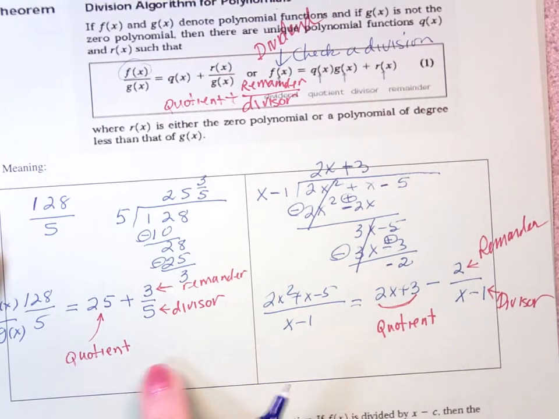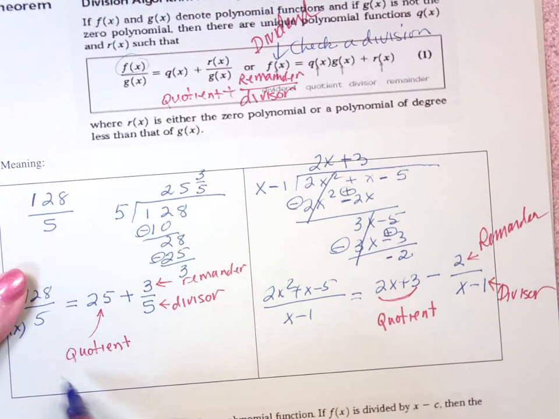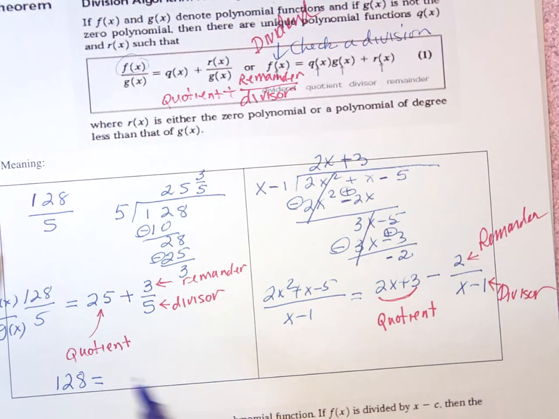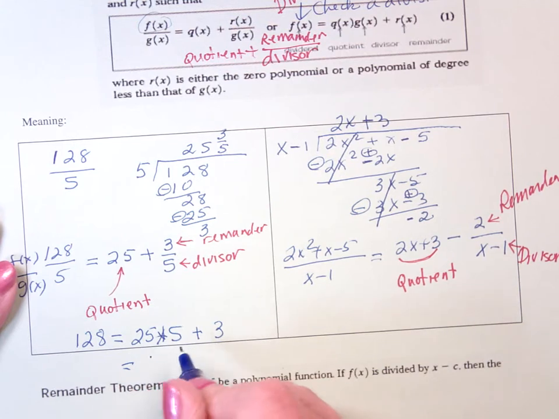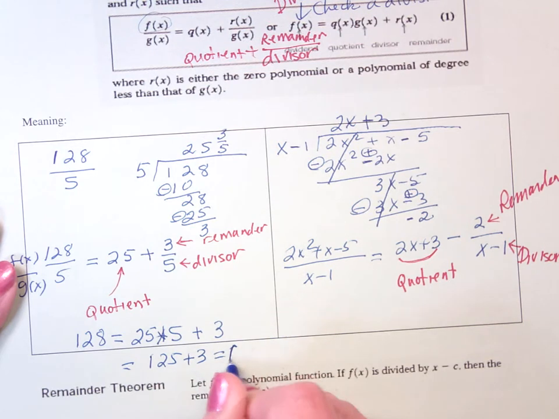So if I wanted to check this guy out, this would say that 128 should equal the quotient, which is 25, multiplied times the divisor, which is 5, add the remainder, which is 3. This then comes down to 125 plus 3, which is 128, and that says my division was correct.